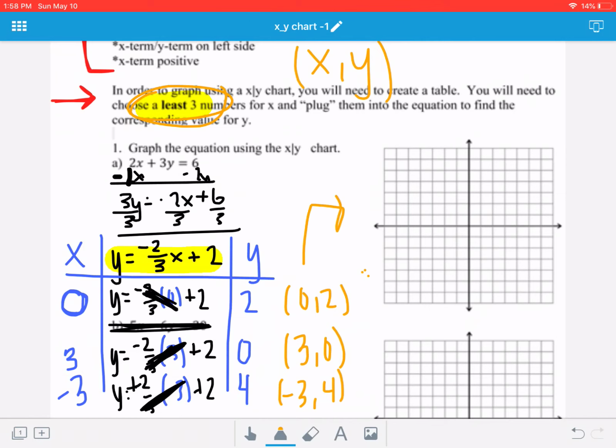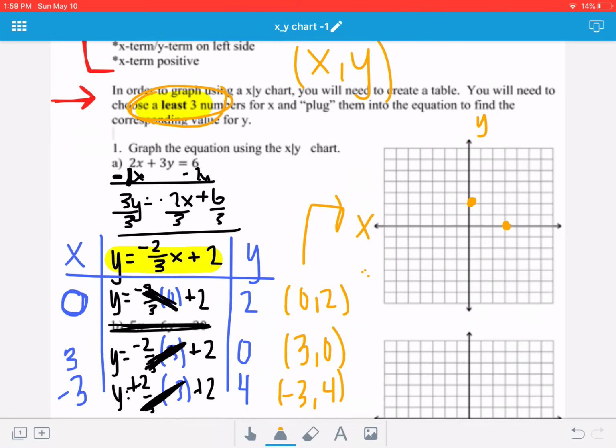Here on this first graph, remember, the x-axis is the horizontal one and the y-axis is the vertical one. So starting at the origin at the center for 0, 2, I don't move left or right, but I do go up 2, so here's 0, 2. The next point, 3, 0: my x value is 3, so from the origin I'm going to go right 3. My y is 0, so there's 3, 0. And then the third point we found, hopefully it lines up with these, negative 3, 4.